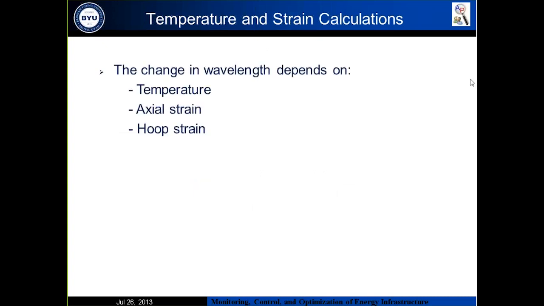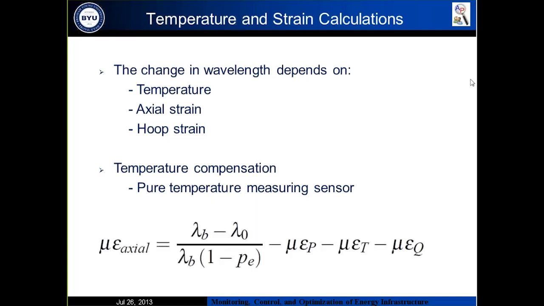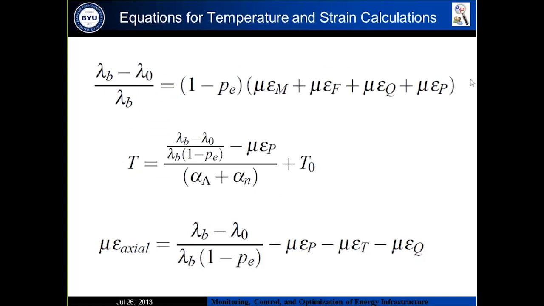So, as I said, the change in wavelength depends on temperature, actual strain, and also hoop strain. But the strain itself depends on temperature too, so we need to compensate the temperature effect. For that, we use pure temperature measuring sensors or zero strain temperature sensors. This is better than the previous one. So we compensate the temperature effect, and we just find the strain value. These are some of the equations that I use for finding the temperature and strain values. I just show them here to you, but the wavelengths, as you see, depend on temperature, and also depend on the strain.